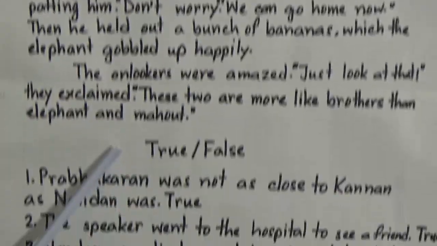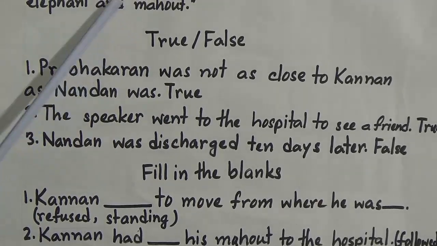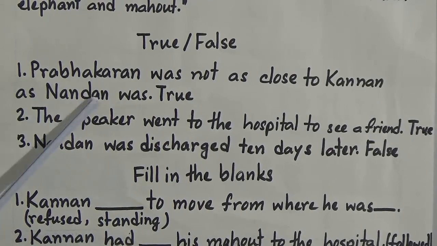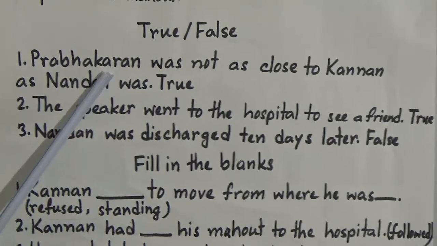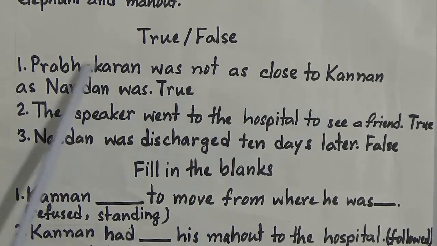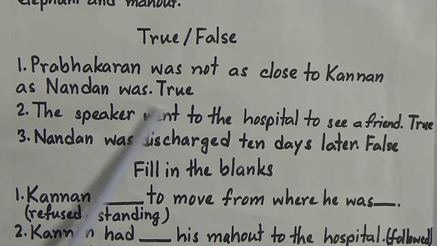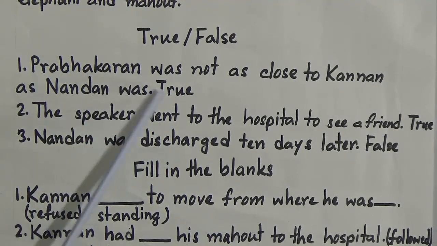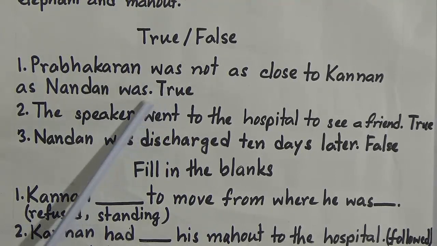Now there's some sample of true false, fill in the blanks and question answer, and you will practice it at your home. Number 1. Prabhakaran was not as close to Kanan as Nandan was. It's true, because Nandan was very close to Kanan.